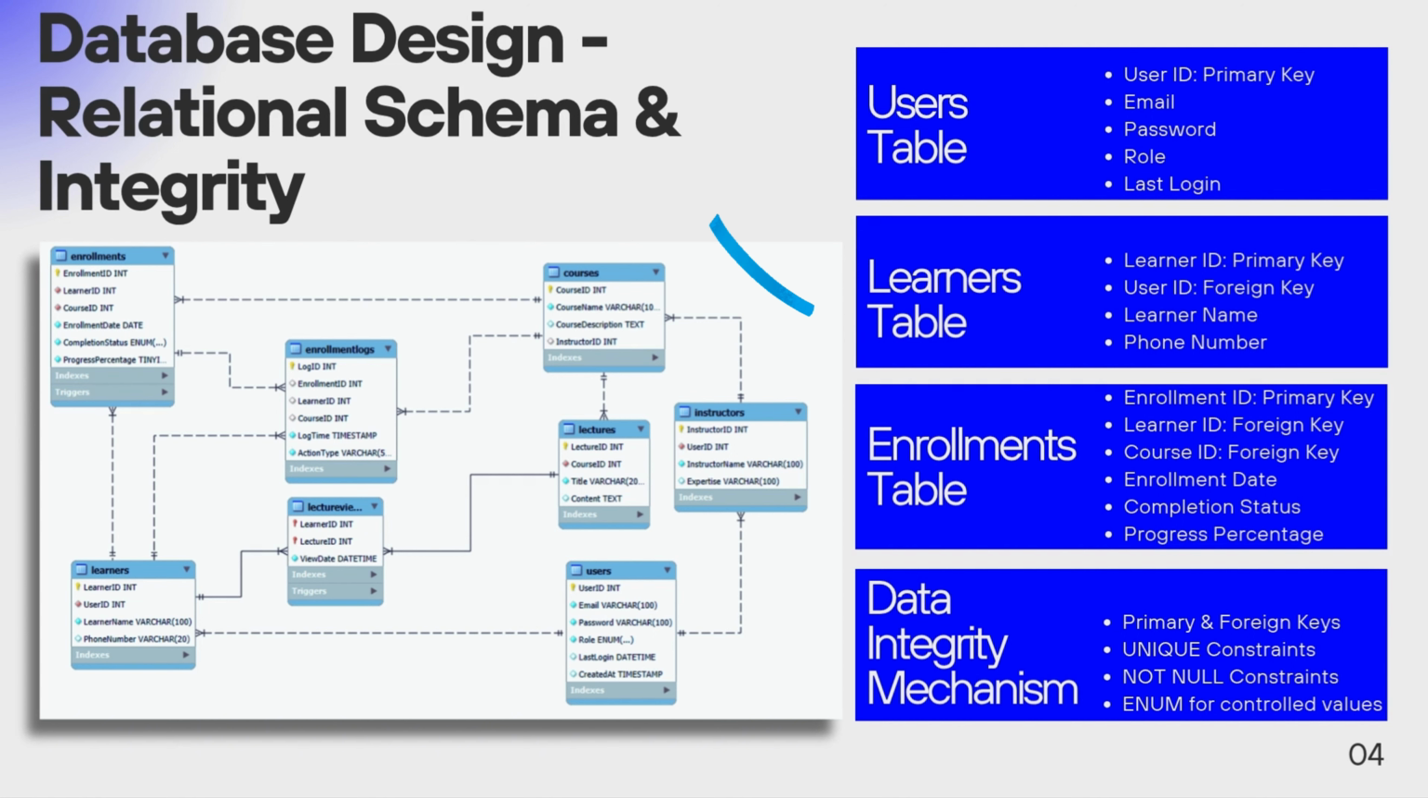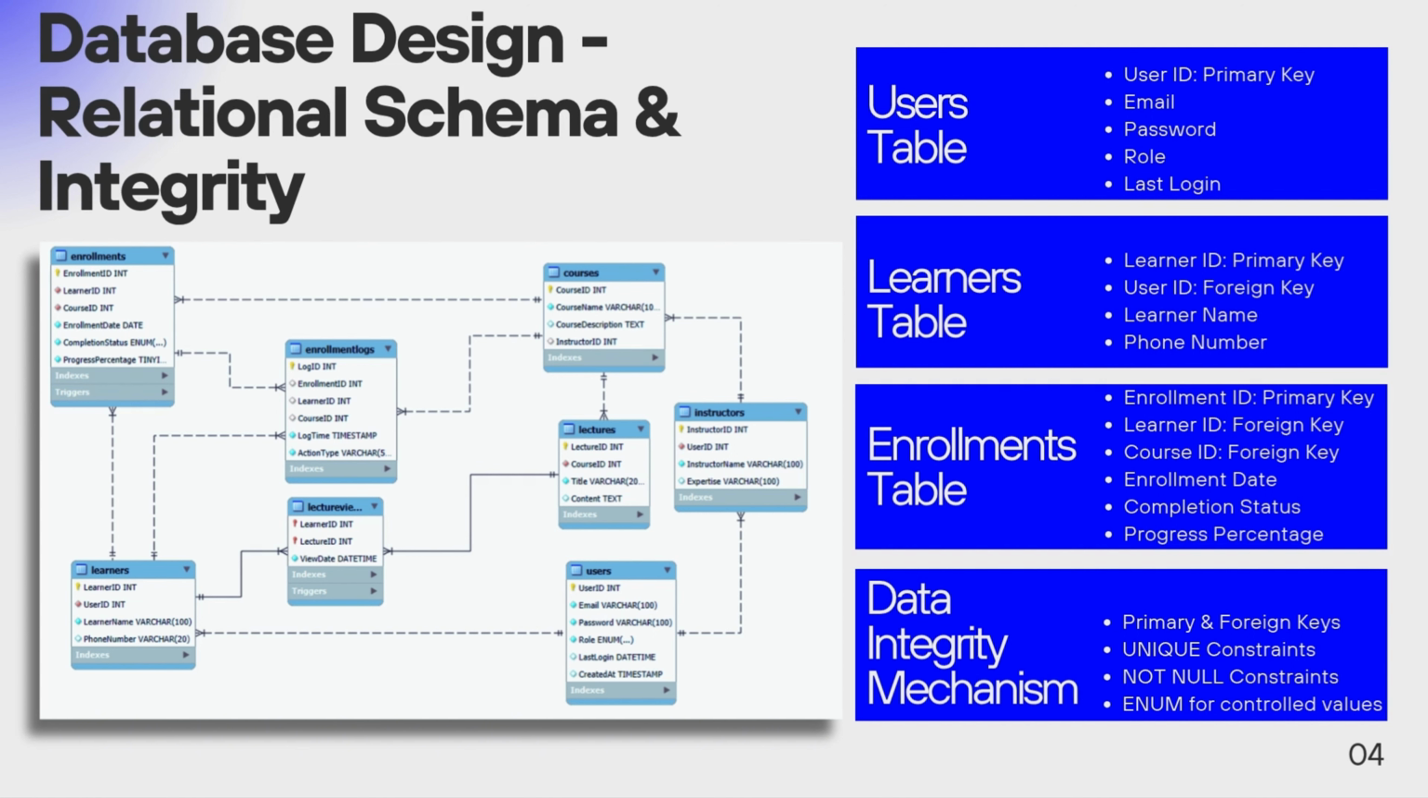Profile tables like learners are tightly linked to users via a user ID foreign key, which is also unique and non-null, ensuring a clear one-to-one mapping from a user account to a learner profile. Deleting a user account will cascade to delete the associated learner profile. The enrollment table is critical, linking learners and courses. This includes non-null fields for enrollment date and progress, with default values ensuring consistency from the moment of enrollment.